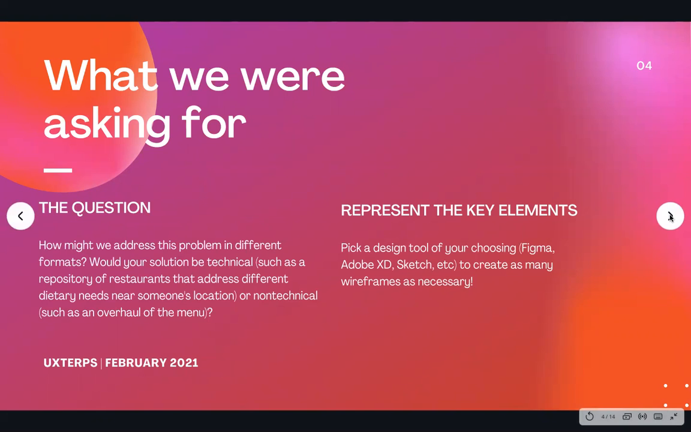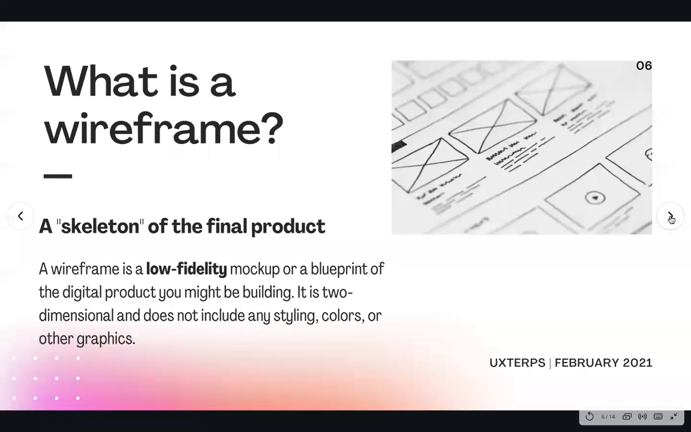Awesome. And so we'll get into a few of the different tools that you can use, as well as what a sample wireframe might look like generally. So let's explore some wireframes. All right, so to give you an analogy first, a wireframe is essentially a skeleton of the final product, and the actual content within the product is the muscle. So it's a low fidelity mockup or a blueprint of the digital product that you are building. They are typically two-dimensional and do not include any styles, color, or other detailed graphics.